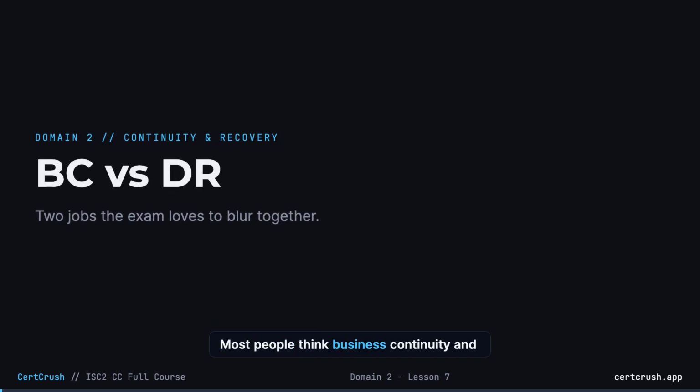Most people think business continuity and disaster recovery are two names for the same plan. The exam knows that, and it will hand you a scenario that quietly turns on the difference. By the end of these few minutes, you will never mix them up again. You will know which one keeps the business alive, which one rebuilds the systems, and the two little acronyms, RTO and RPO, that examiners love to bury in the wording.